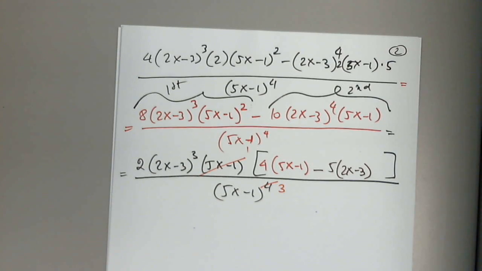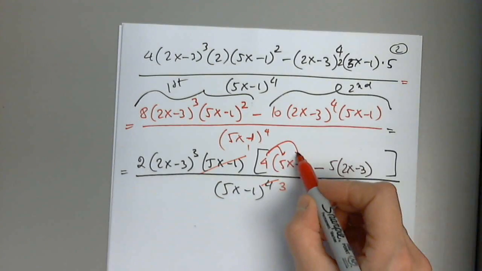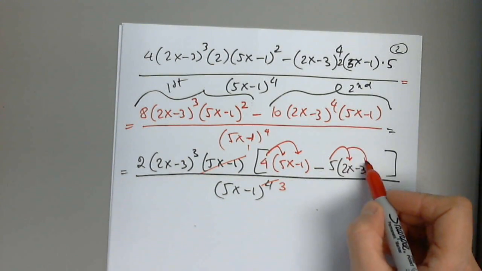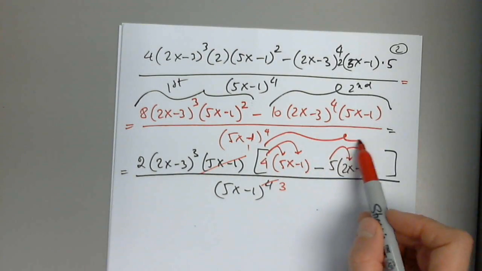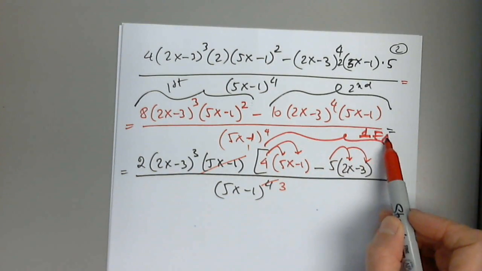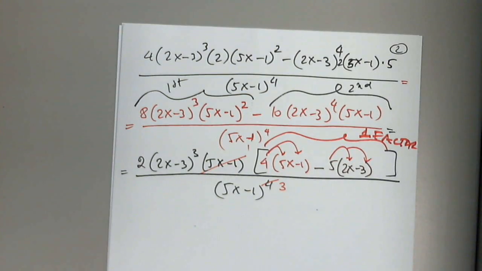Let's do this together. 2 times 5 is 10. 2x minus 3 to the third times 2x minus 3 to the third is 2x minus 3 to the fourth. 5x minus 1 times 1 is 5x minus 1. Is that clear? Better? Okay. So now I will distribute, combine like terms and get one factor out of this. This will be only one factor. It has 2 terms right now.